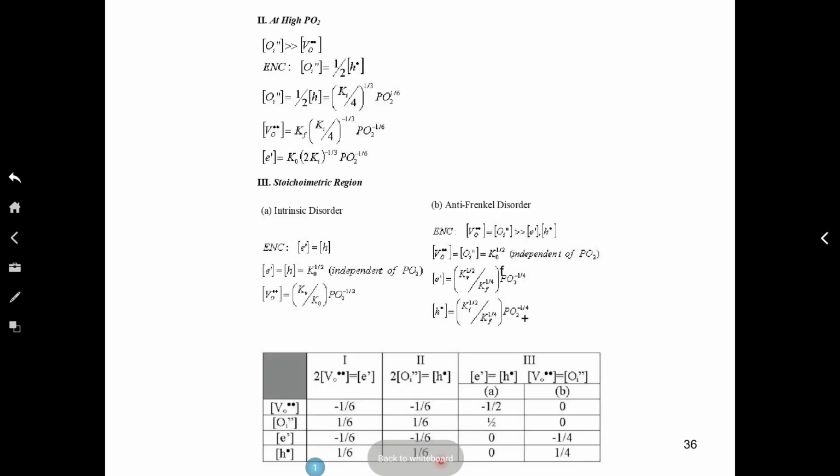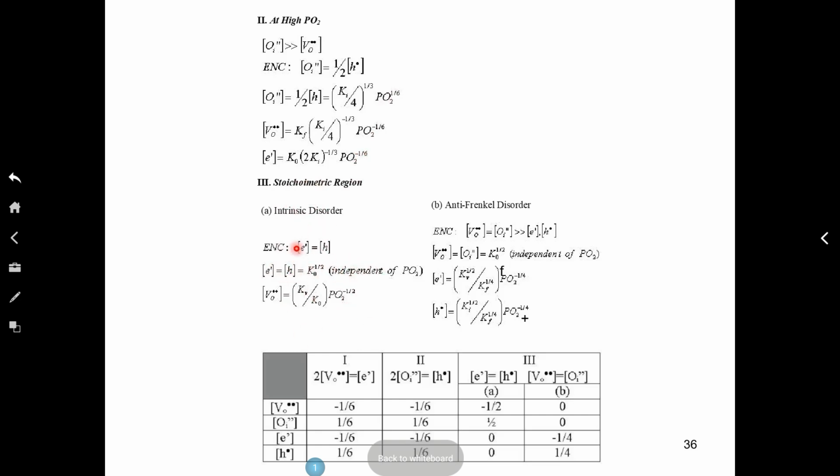Then you can say, I'm now going to solve for the high PO2. Very similarly, the oxygen interstitial will be dominant here. So you simplify the electron-neutrality condition and solve. In this case, you will still get 1/6 type PO2 dependence. Then you go to the intermediate range, with 2 possibilities.